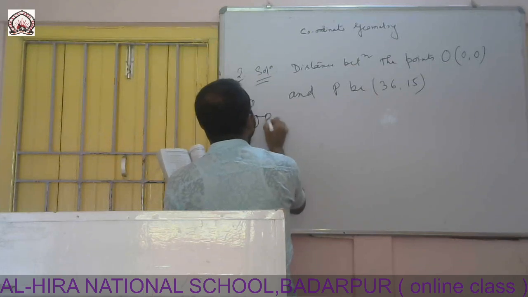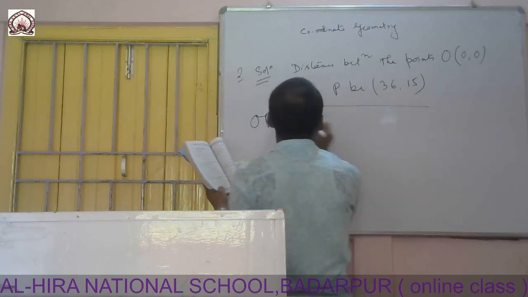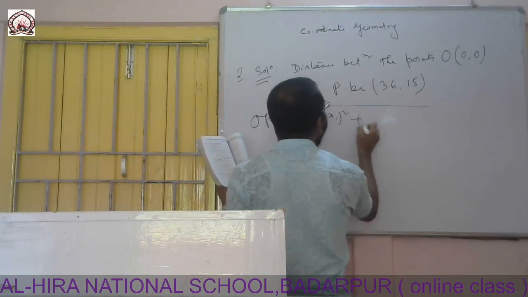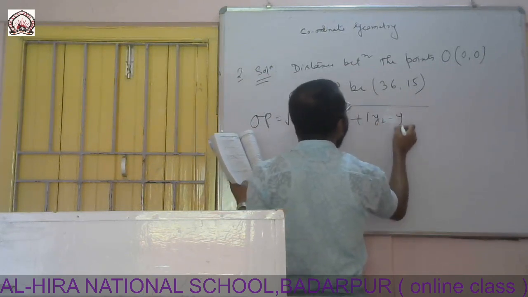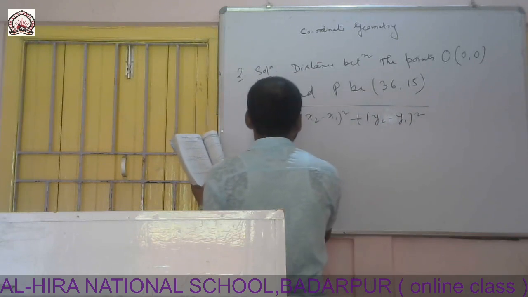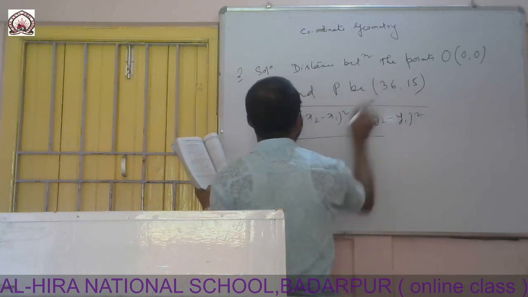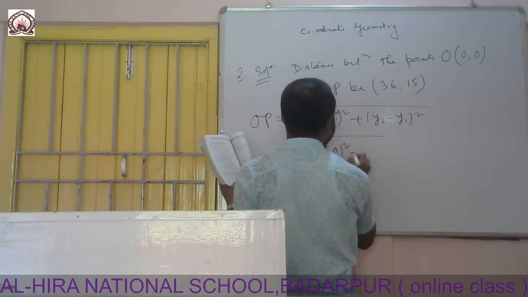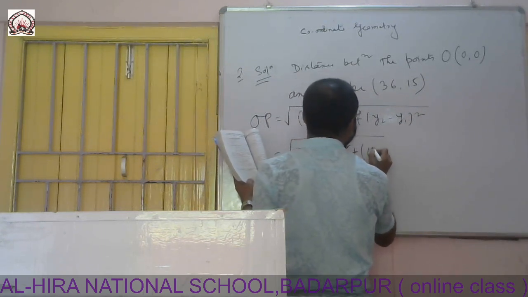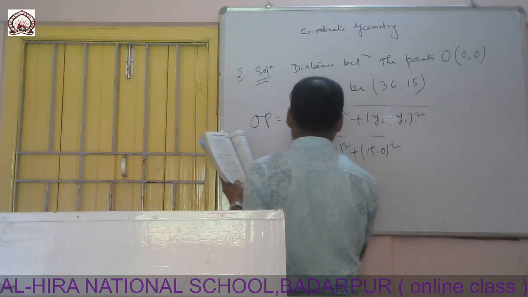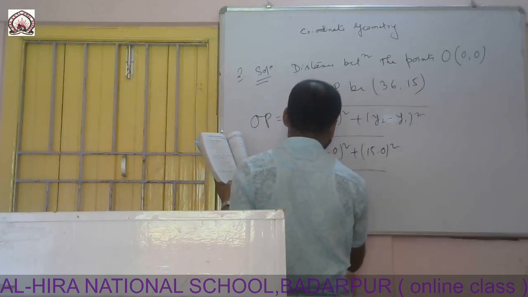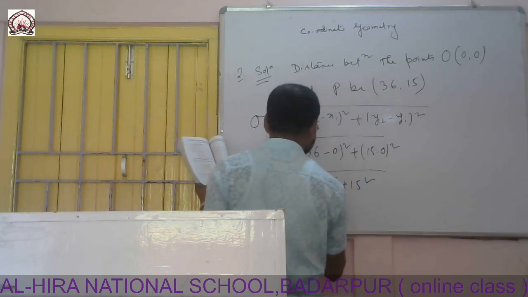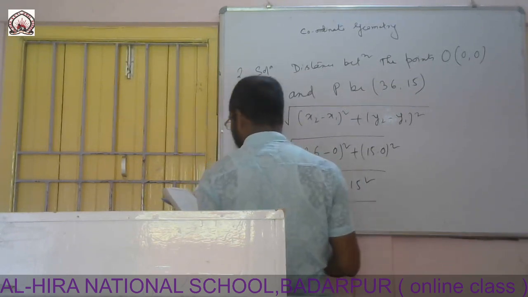So for the distance between the points we can use OP is equal to root over (x2 minus x1) whole square plus (y2 minus y1) whole square. So x2 is 36. So 36 minus 0 whole square plus 15 minus 0 whole square. So it is equal to root over 36 square plus 15 square. What is 36 square?